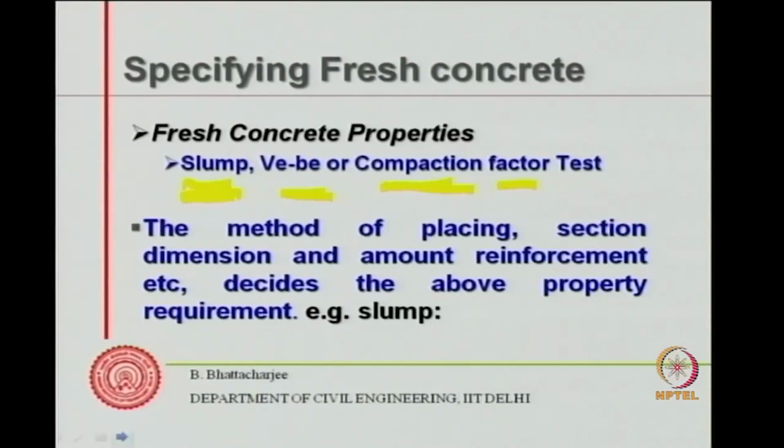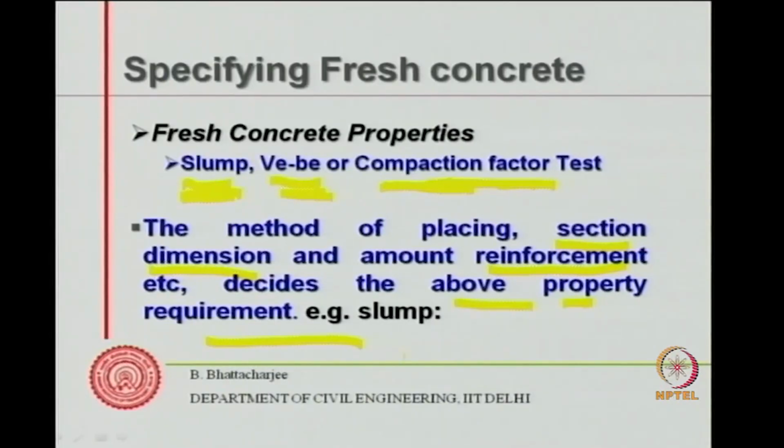The method of placing, section dimension, and amount of reinforcement present decide the property requirement. That means slump would be decided, or compaction factor or VB time, where the unit of VB is time and compaction factor is a fraction. All these are decided based upon the method of placing, section dimension, and amount of reinforcement present.